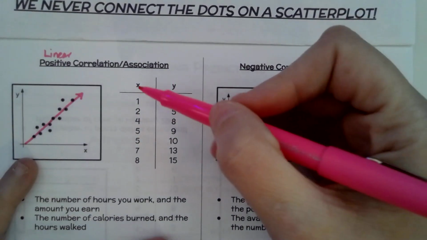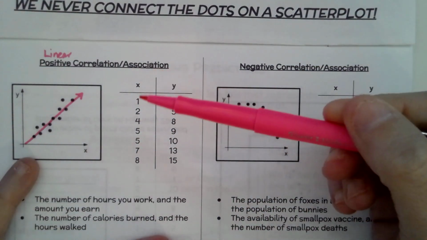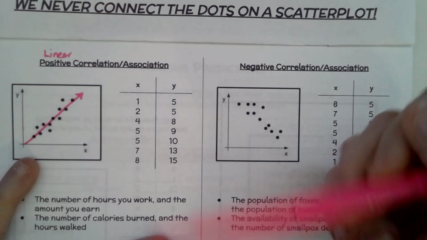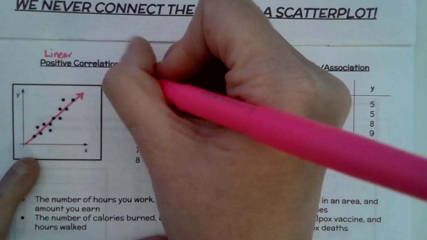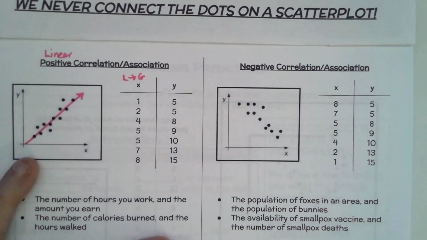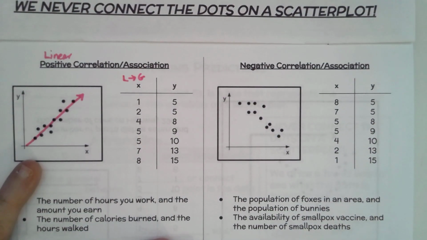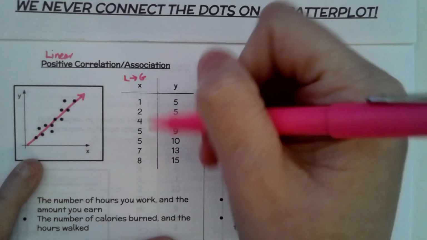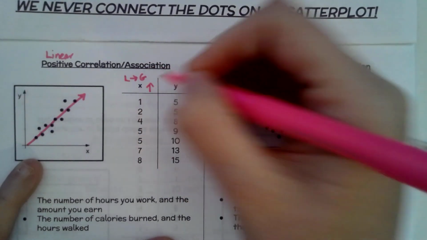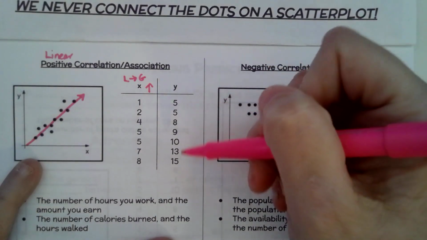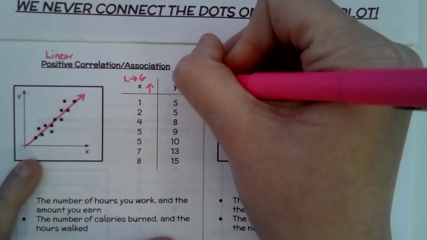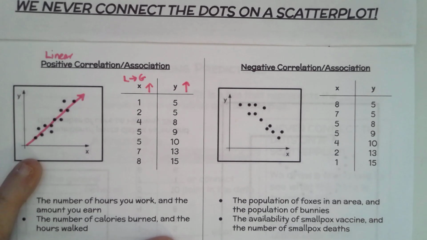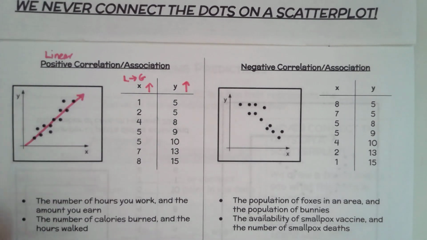Now in a table, what it looks like is if I have all of my x's lined up, ordered from least to greatest or greatest to least, it doesn't matter. If I look at my x's, they are increasing. They're getting bigger. What's happening to my y's that go with them? They're also getting bigger. So as my x's increase, my y's are increasing too. That means I have a positive correlation.